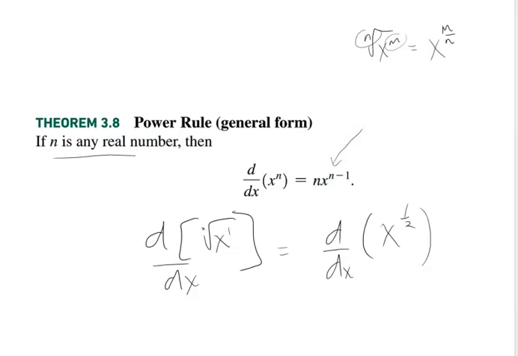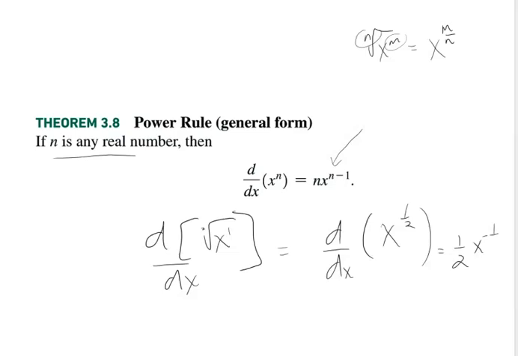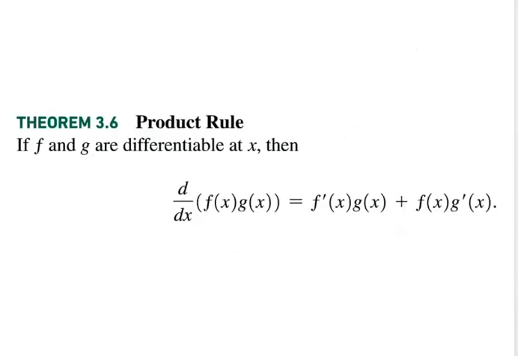And I apply the power rule. Bring down the 1/2. And then take away a half from the power, which is negative 1/2, which we can then write as 1 over 2x to the 1/2, which is fine, or 1 over 2 root x. Same thing. All right. Product rule.